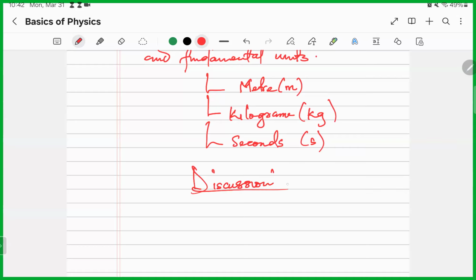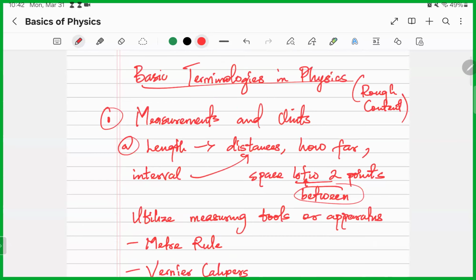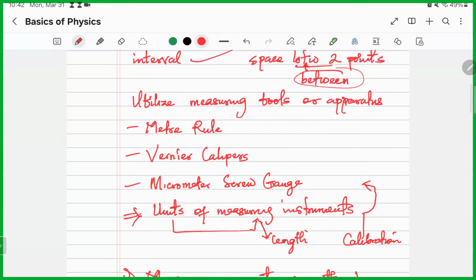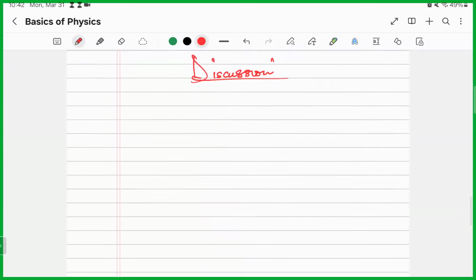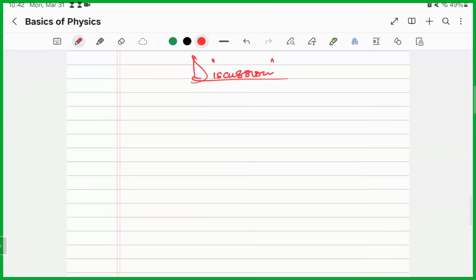Let's discuss now. We said we're going to talk about measurement and units, and then we'll delve in. Let's delve in now. So I hope you're ready with your pen or your paper, or you're listening with rapt attention rather. Speaking of measurement of length.